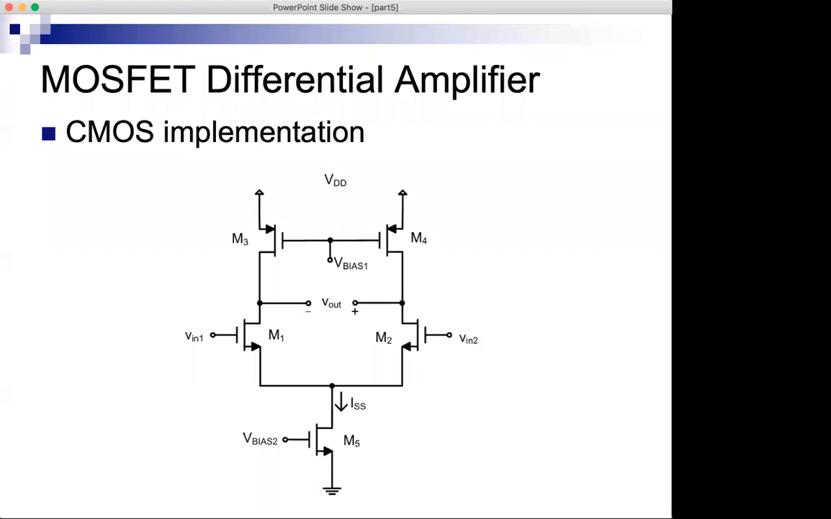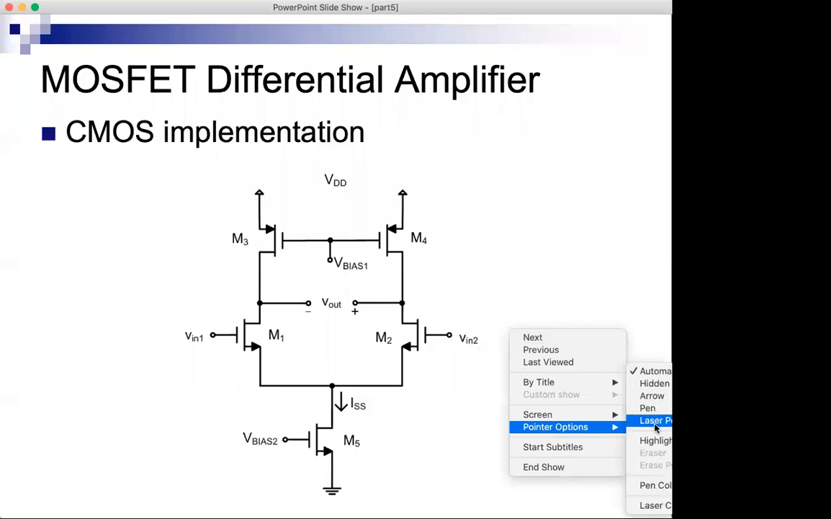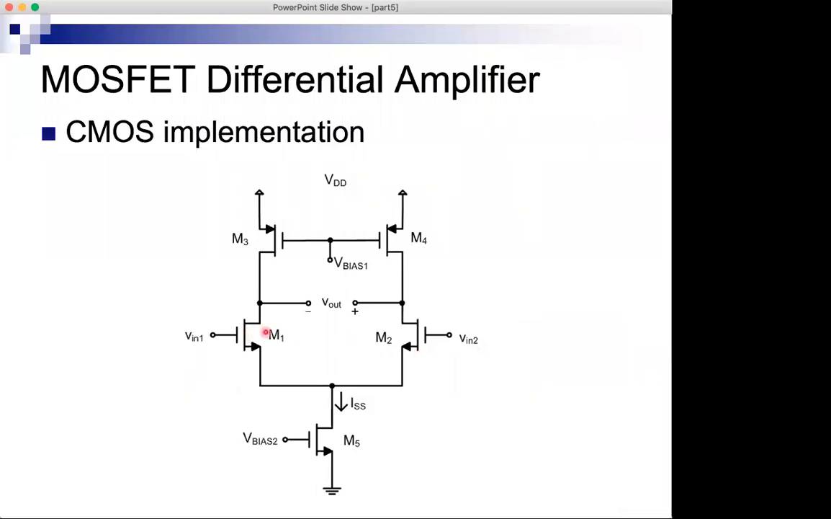So let's consider this circuit and see how it's different from the one that we had last time. Notice that we have the two MOSFETs here, M1 and M2, just like the differential pair. We call this a differential pair from last time. And this is exactly the same differential pair we had previously. And we have an output which is taken between the two drains.